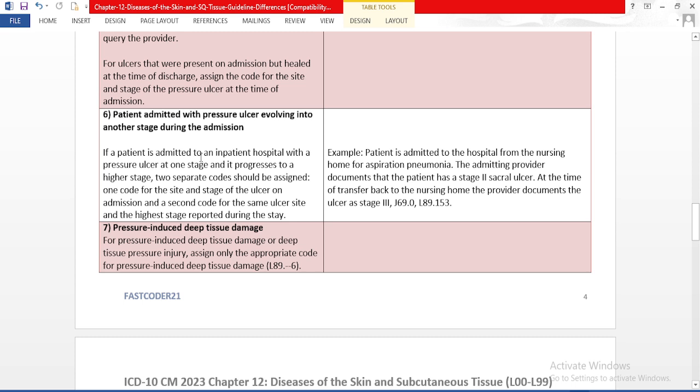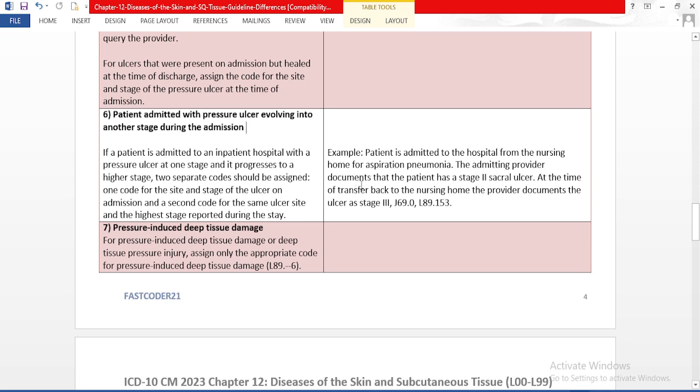So here we have one more guideline. A patient is admitted with a pressure ulcer evolving into another stage during the admission. So for example, the patient has stage 1 at the time of admission, and during the admission it leads to stage 4. We need to code both the stage 1 as well as the stage 4 codes.